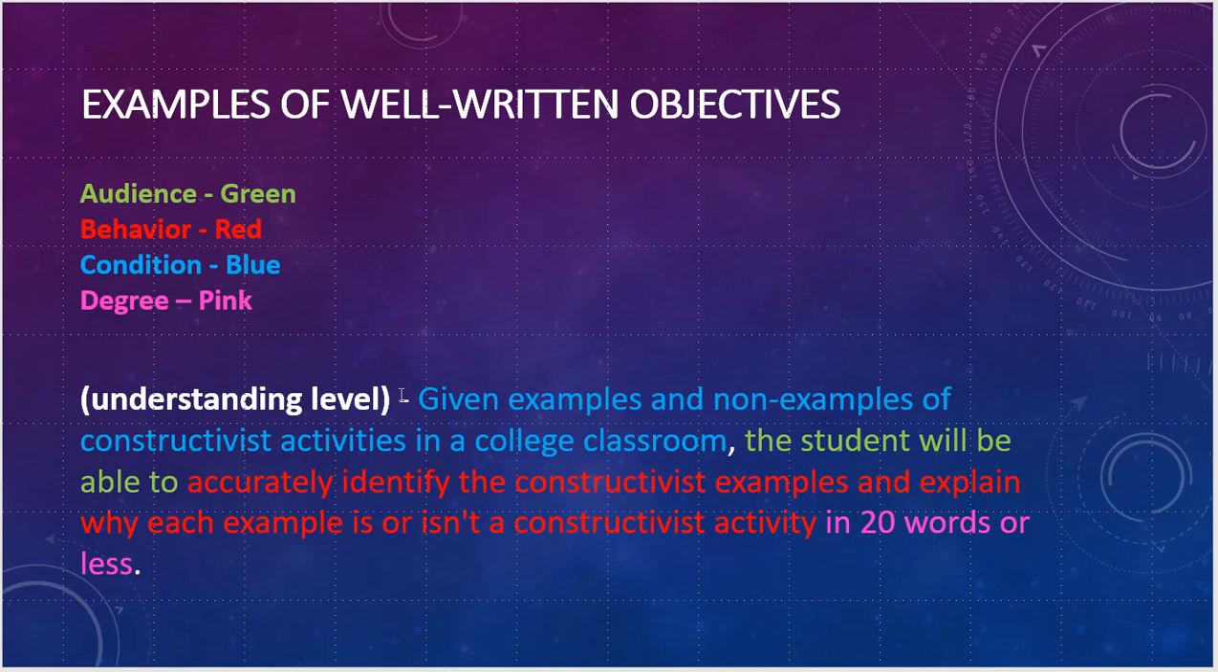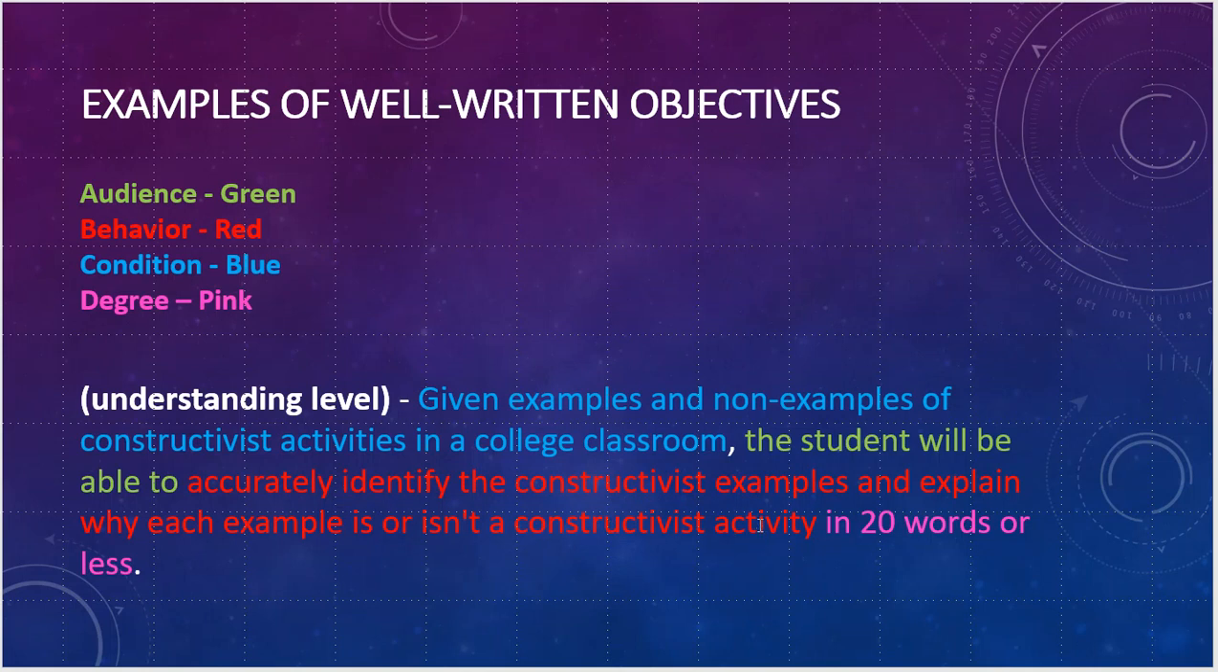So here's an example of an objective at the understanding level of Bloom's taxonomy. Given examples and non-examples of the constructivist activities in a college classroom, the students will be able to accurately identify the constructivist examples and explain why each example is or isn't a constructivist activity in 20 words or less. So there it is. The student is your audience. The behavior is they're going to identify constructivist examples and explain why each example is or isn't a constructivist activity.